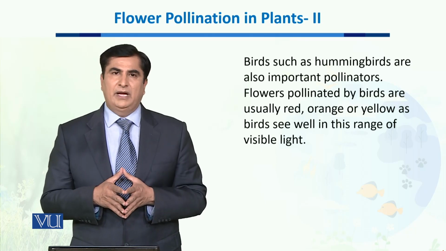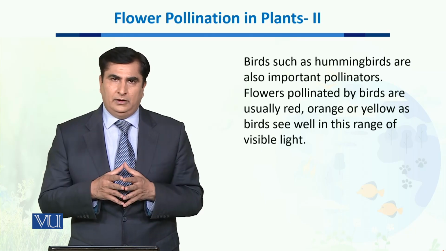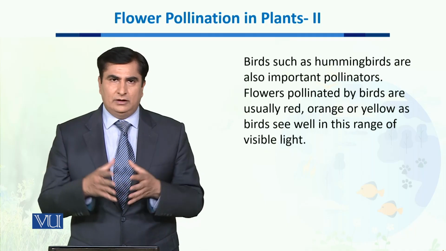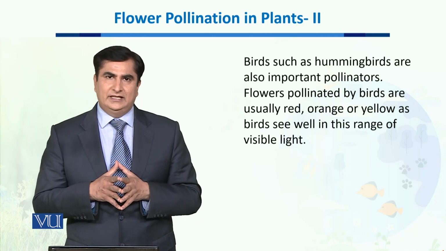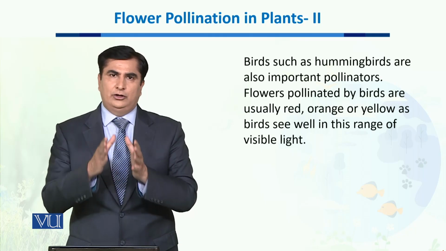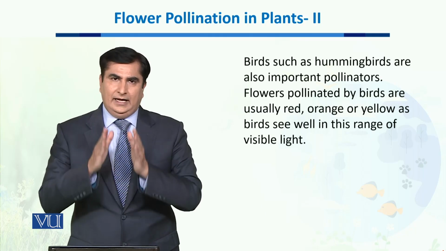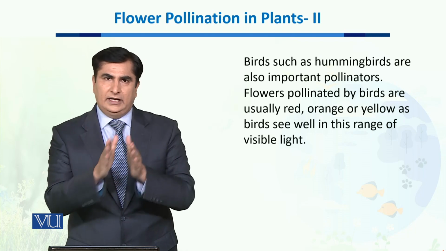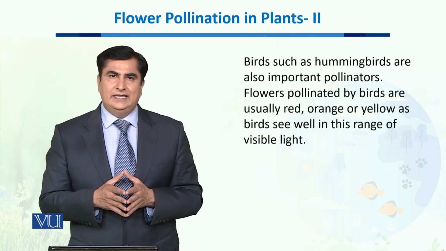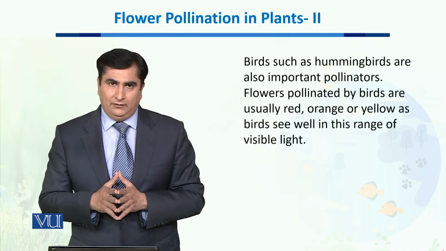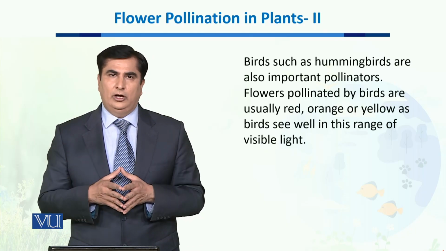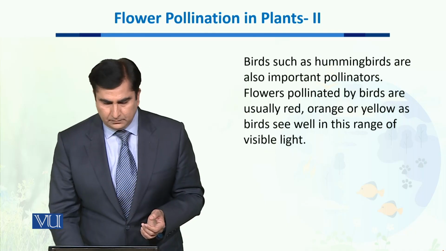For example, the hummingbird. It's a very small bird. It is also attracted towards these flowering plants in order to collect nectar, and as a result, the pollen is attached to the body of the hummingbird, and it is carried from one flower to the other flower and helps in the pollination process.